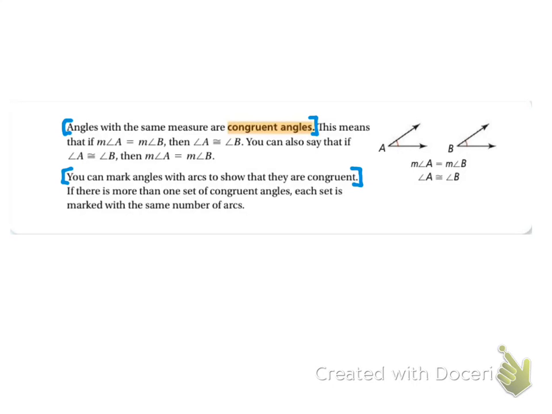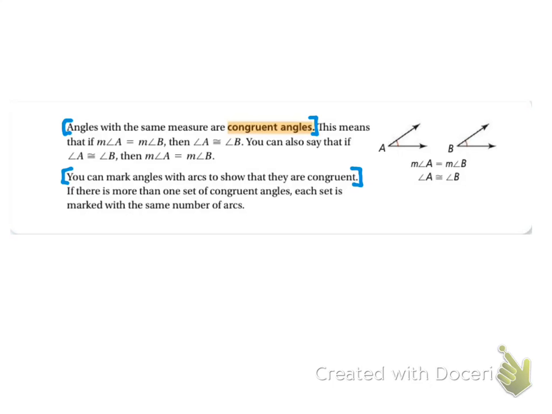Okay, this is the second half of 1.4 of geometry. So, angles with the same measure are congruent angles. Just like when we looked at segments before and said if two segments have the same measure, they are congruent, we can do the same thing with angles. We have congruent angles. And we mark angles with arcs to show that they are congruent.